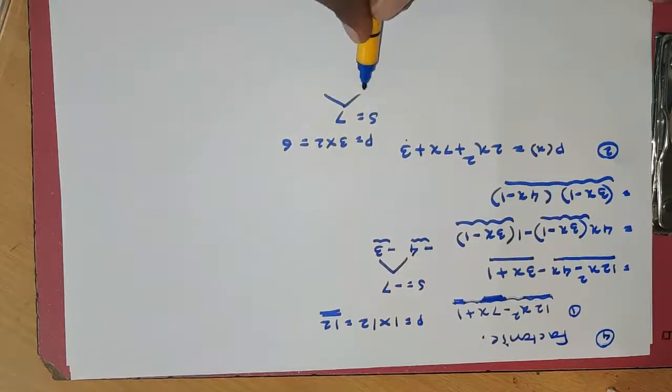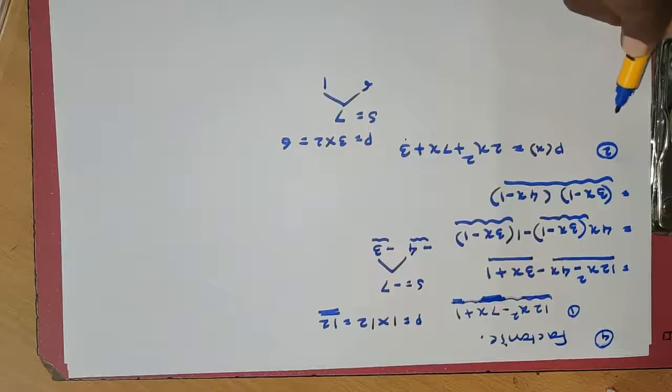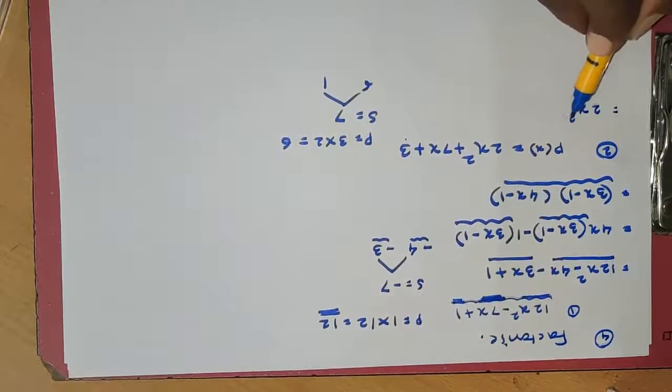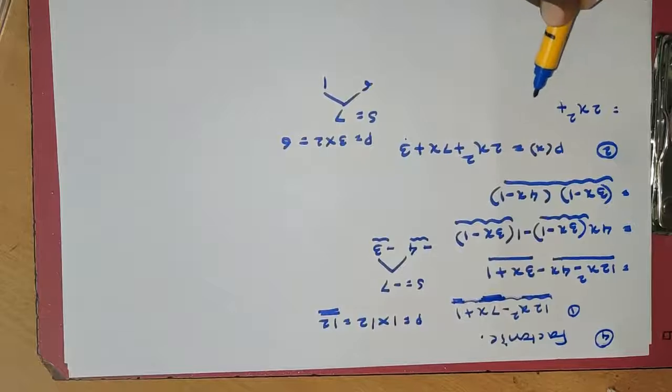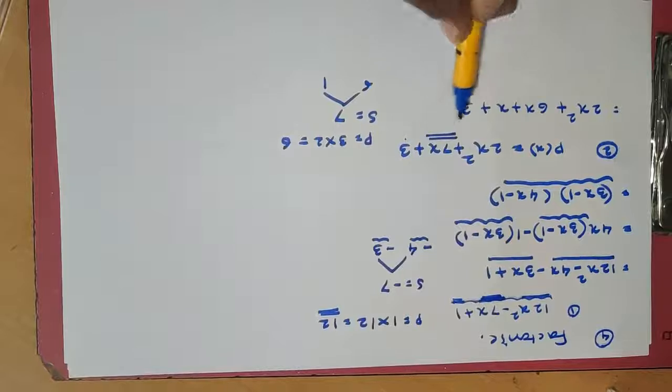So suppose we take the numbers as 6 and 1. What is 6 plus 1? That is 7. And what is the product of these two numbers? 6 into 1 is 6. So these two numbers, 6 and 1, satisfy both the conditions, that the sum is 7 and the product is 6. So we can take those two numbers and write p of x as 2x square plus 6x plus x plus 3. This 7x we divided as 6x plus x.